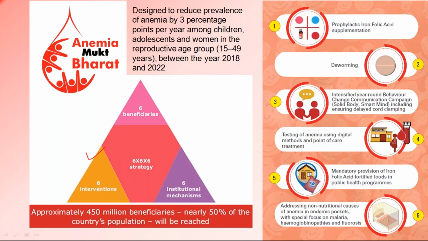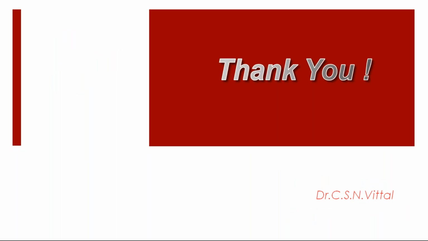So for the 6 into 6 into 6 strategy, you write that, and you write and remember this Anemia Mukt Bharat under the Poshan Abhiyaan program. That covers the iron deficiency anemia.